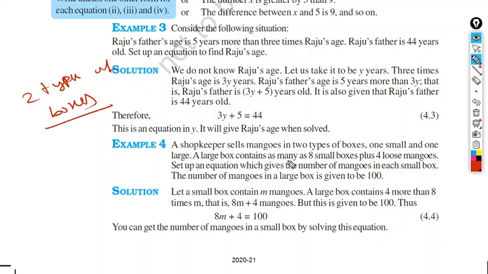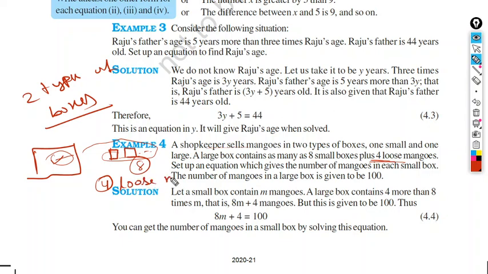The large box contains as many as 8 small boxes. So in a large box, 8 small boxes can be kept, and additionally 4 large mangoes can also be kept there.